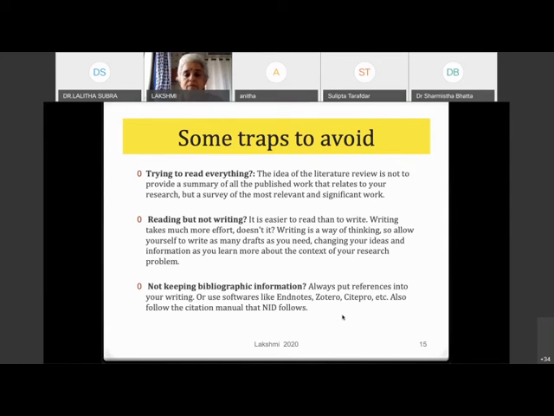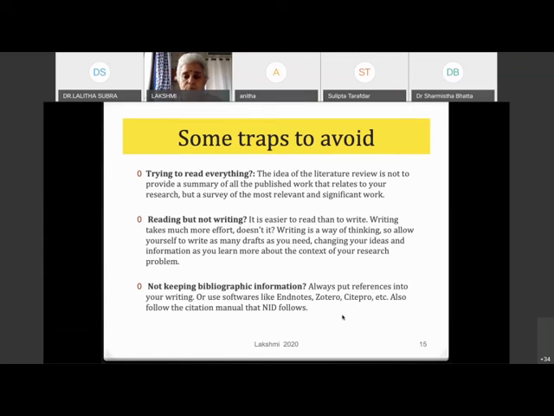What about the fact that we discussed yesterday, that you only read but don't write? Okay, that's also a trap. It's easier to read than write, so we keep reading, but we don't write. Writing takes much more effort, so you want to avoid that. So as I said yesterday, writing is a way of thinking. So allow yourself to write as many drafts as you need, changing your ideas and information as you learn more about the context of your research problem.